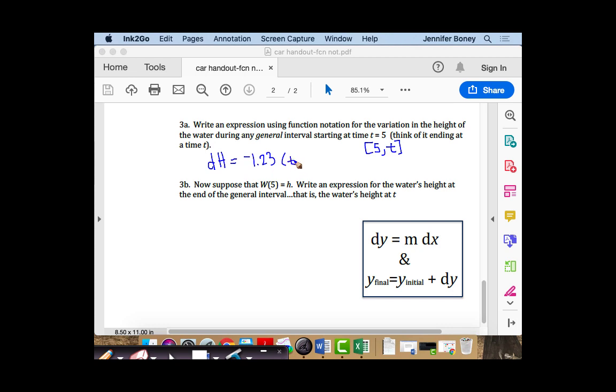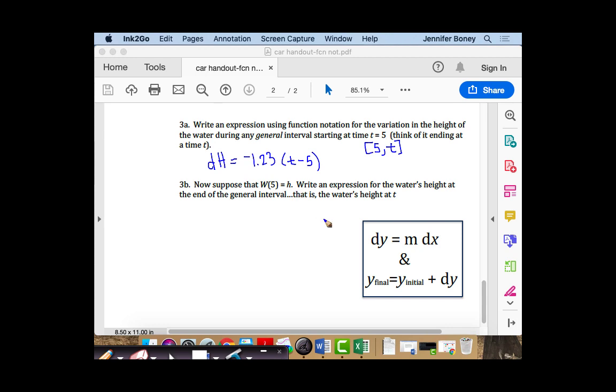that's t minus 5. So if t was 5.1, that incremental increase in elapsed time between the beginning and the end of the interval would be 0.1 minute. Whatever it might be, this t minus 5 would compute how much time has elapsed since the beginning, since t equals 5 in this case. All right, so suppose that w of 5 equals lowercase h.